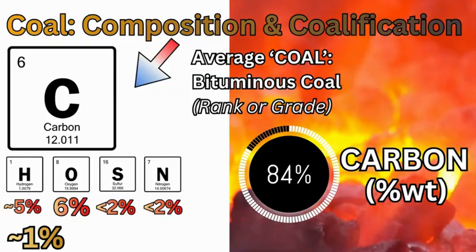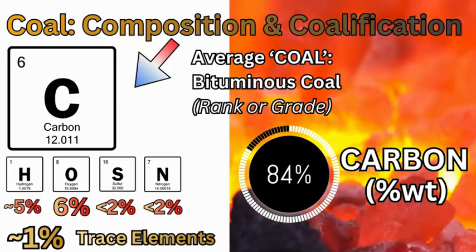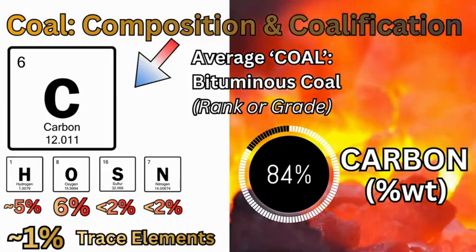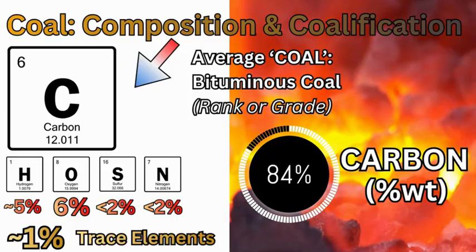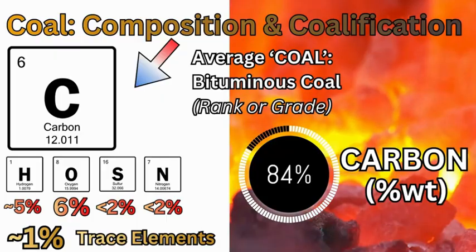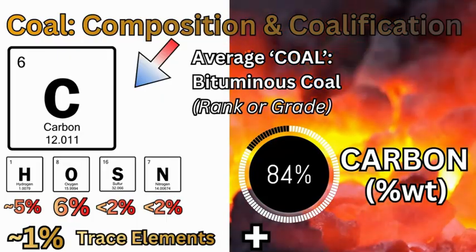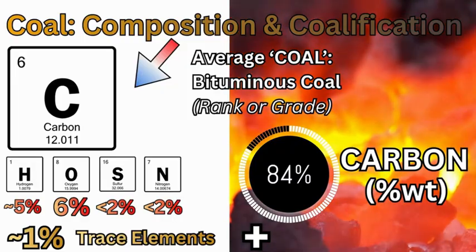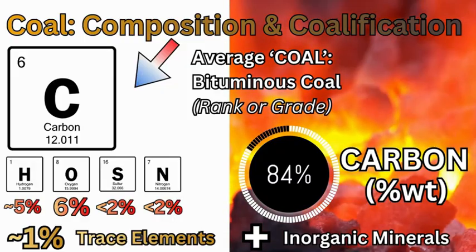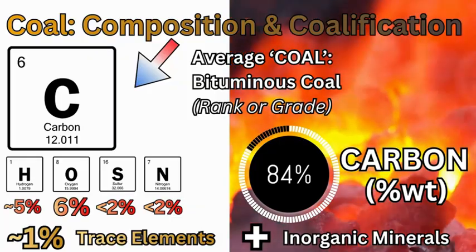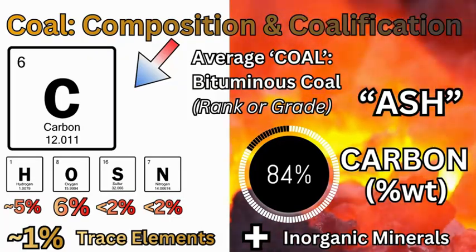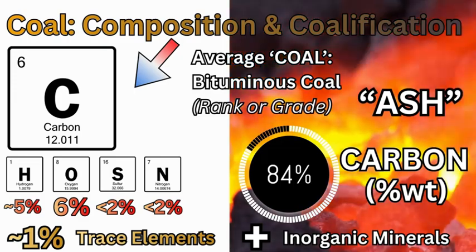And then we have a very small amount, less than 1%, of trace elements such as magnesium, silicon, aluminum or aluminium, calcium, and iron. And then we add in some rare earth metals. And of course, we have to add in the inorganic minerals such as the pyrite, the clays, and the quartz, which together is collectively termed ash.